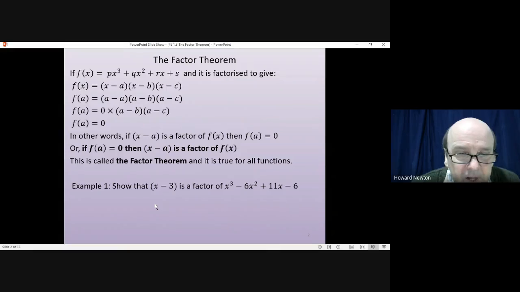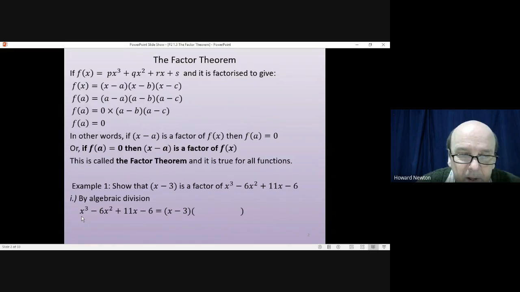Let's have a quick look at an example. And this example we'll do by two methods. First of all, we'll use the method that we learned in the last lesson, where we divide this by x minus 3 and see if it's a factor. And then after we've done that, we'll use the factor theorem to show how that works. But first of all, we'll do it by algebraic division, which hopefully you remember.